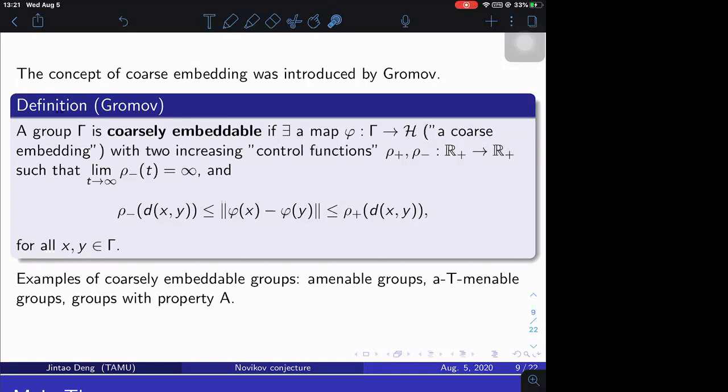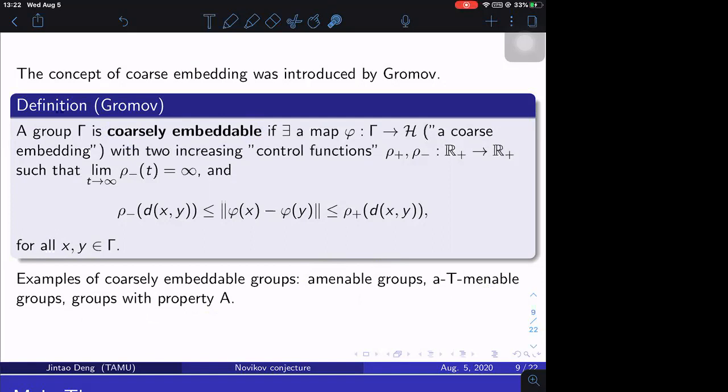Roughly, you will have the big picture of the object in front of the mirror. So we actually do not care about the tiny details. This is the meaning of coarse embeddability. And examples of coarse embeddable groups are amenable groups, and groups with property A, which was introduced by Guoliang.